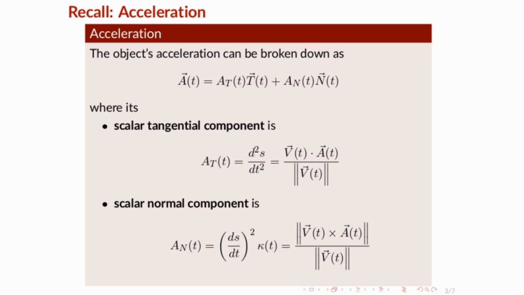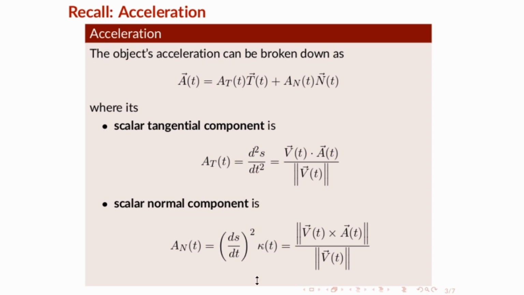And just as we can see over here, we can get our tangential component by taking the dot product of the velocity and acceleration vectors and dividing all of that by the magnitude of the velocity vector. And for our normal component, we can get this one by taking the cross product of the velocity and acceleration vectors, taking its magnitude, and then dividing all of that by the magnitude of the velocity vector. You can remember that the scalar tangential and normal components measure how strong acceleration is relative to velocity, which is why we're dividing by the magnitude of the velocity vector.